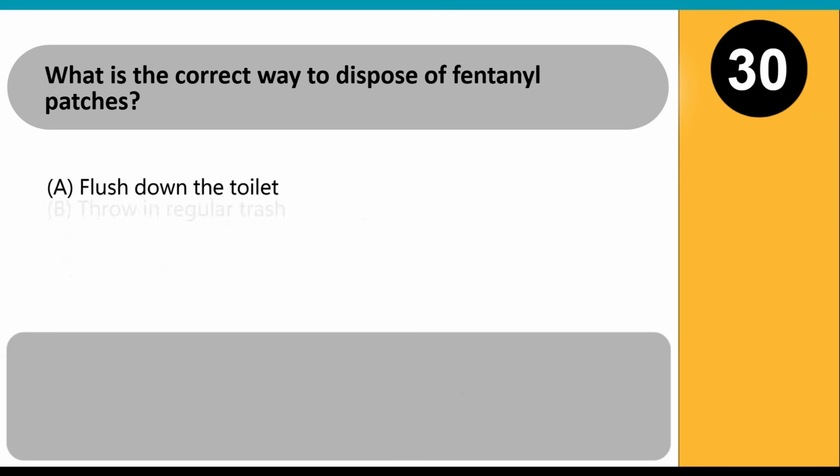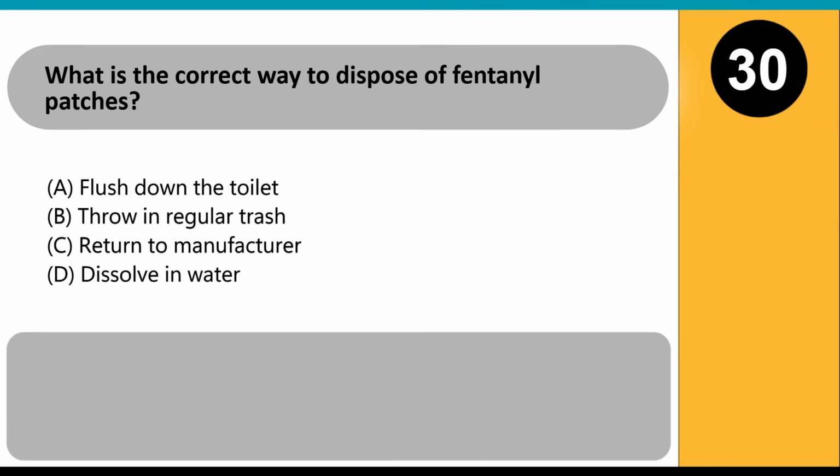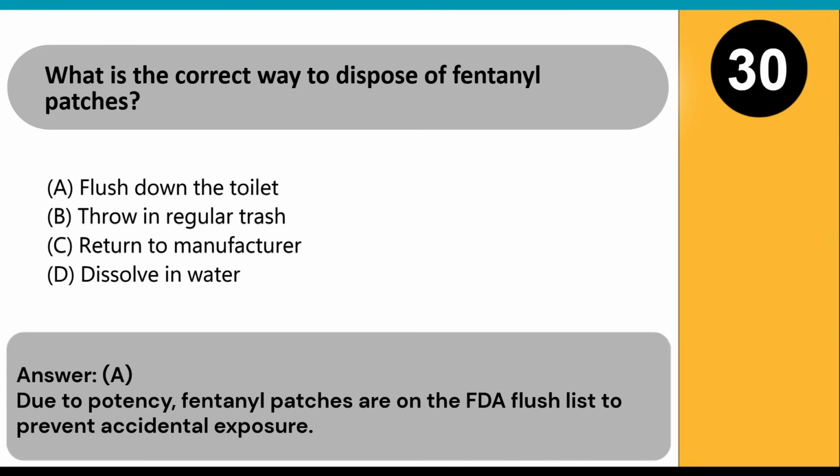What is the correct way to dispose of fentanyl patches? A. Flush down the toilet. B. Throw in regular trash. C. Return to manufacturer. D. Dissolve in water. Answer: A. Due to potency, fentanyl patches are on the FDA flush list to prevent accidental exposure.